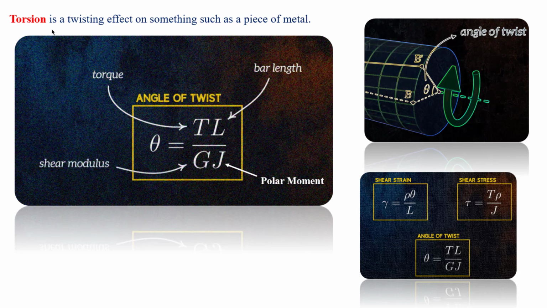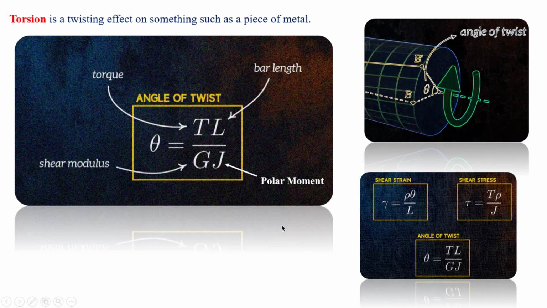You can see the formula for angle of twist, it is TL by GJ. We had just mugged up this particular formula during engineering. I did it. I didn't know anything about these things, we just knew the names. Even still, T is the torque, L is the length of the bar, J is the polar moment, and G is the shear modulus. You can see the diagram there, angle of twist. You have the shear stress formula, shear strain formula, and the angle of twist formula.